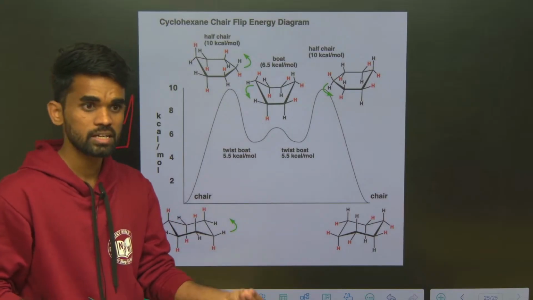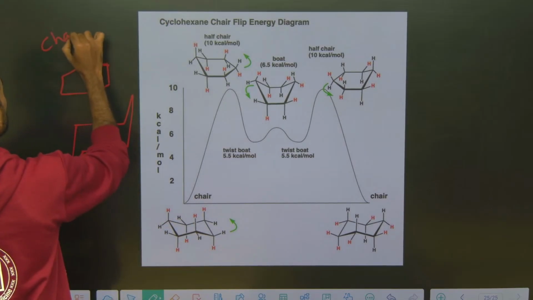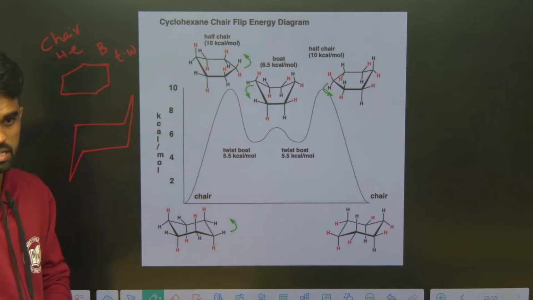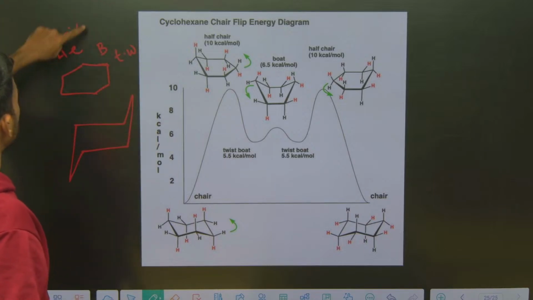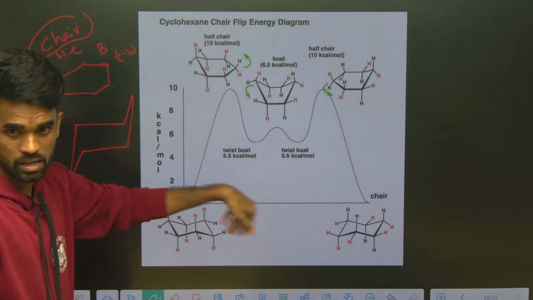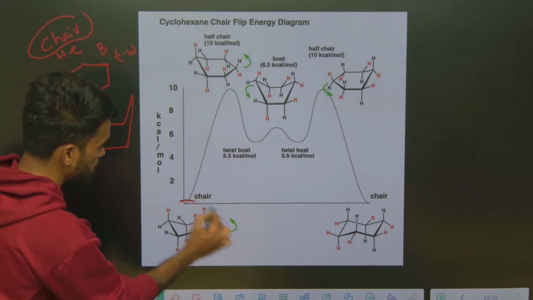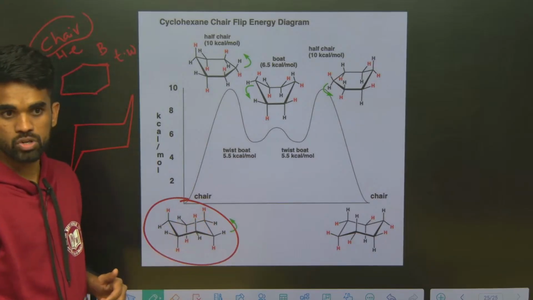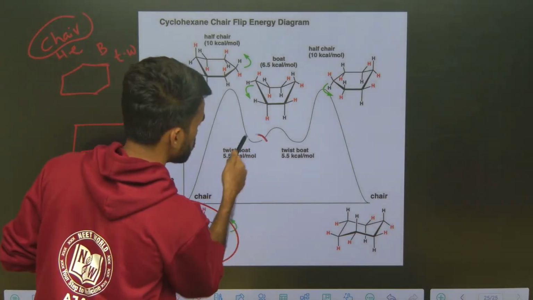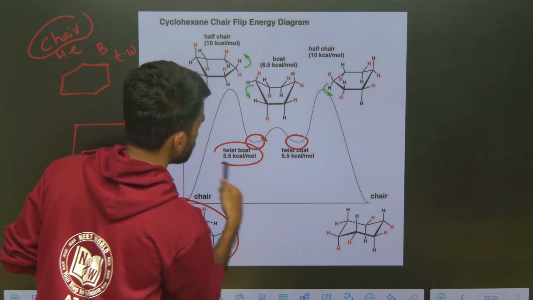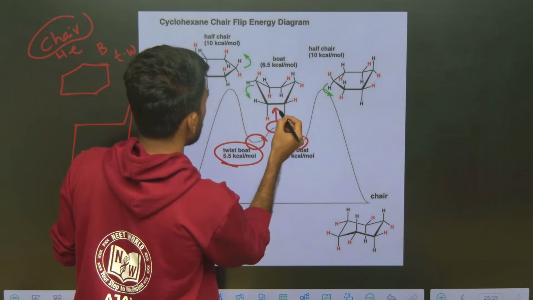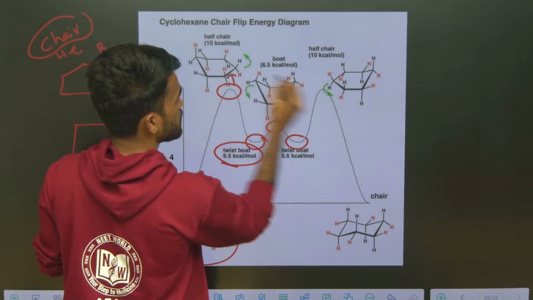How many are there? Chair, half chair, boat, twist boat. There are 4 conformations. Out of all these, the chair conformation is more stable. If you observe the potential energy versus the different conformations, the chair is at minimum energy, which means it is more stable. After that, we have one more lower energy state, which is the twist boat. Slightly above that we have the boat conformation, and the least stable is at the highest energy, that is the half chair.